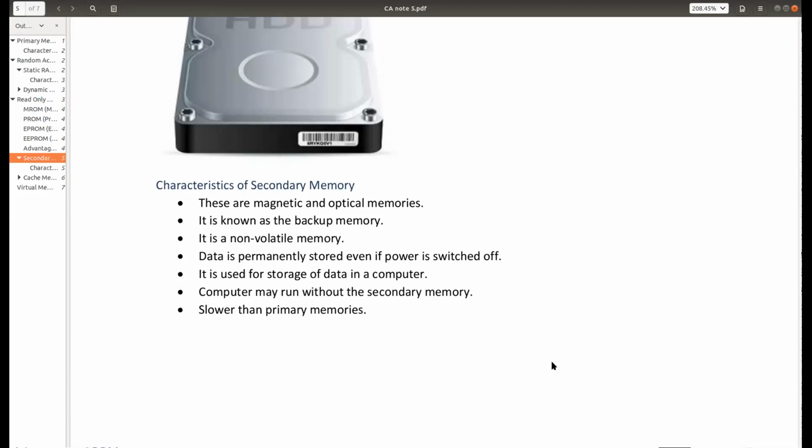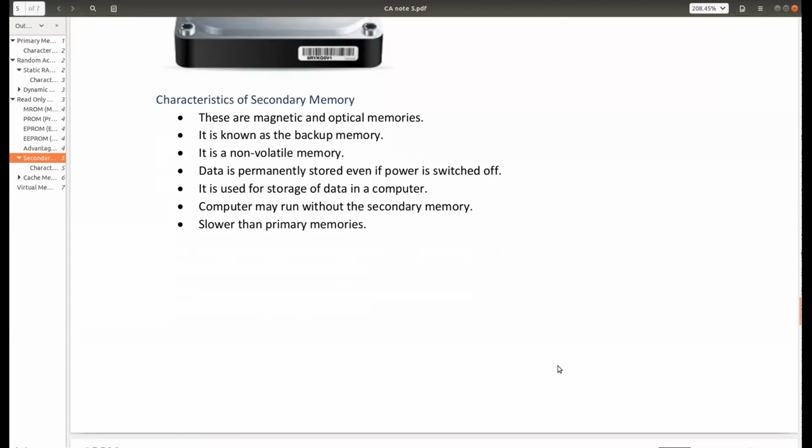A computer may run without secondary memory, as I told you, and it is slower than the primary memories. Hard disks are slower than the primary memories. That is one reason why we need RAM, because our secondary memories are much slower. To gain the speed, we need RAM, right? So these are the basic characteristics of secondary memory.